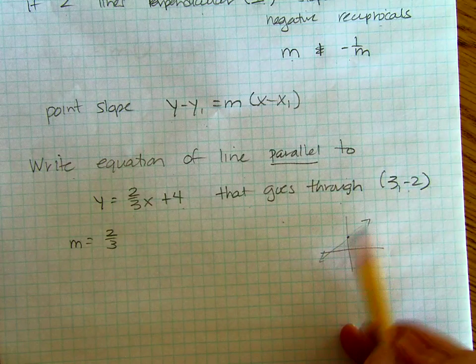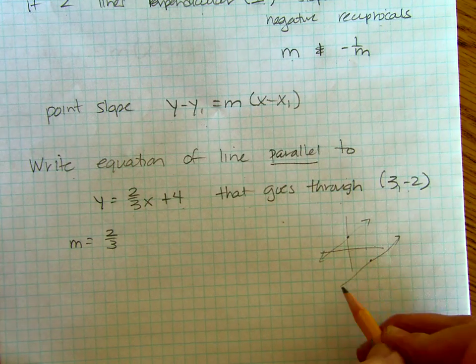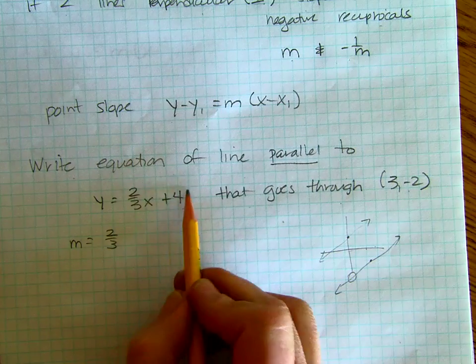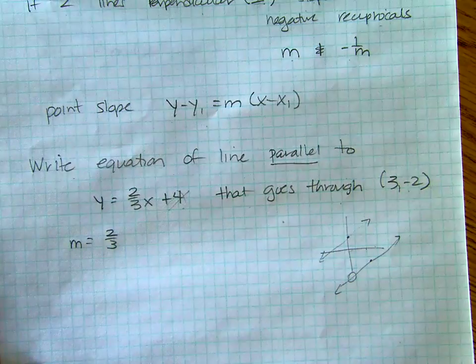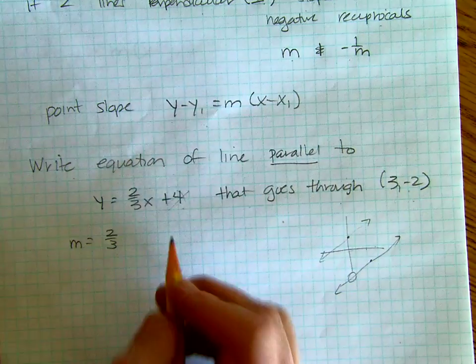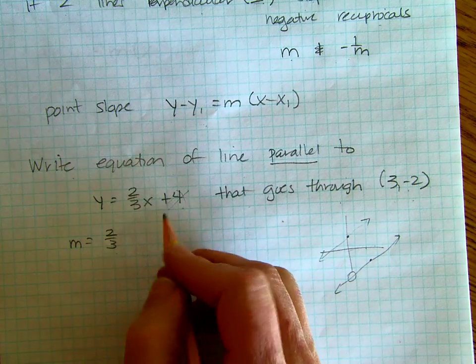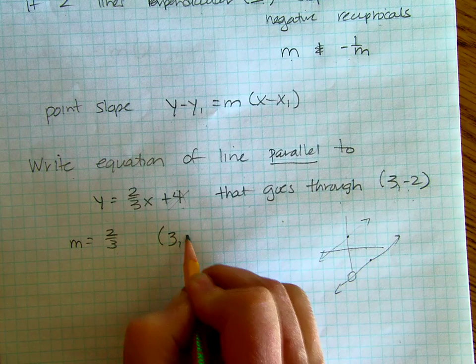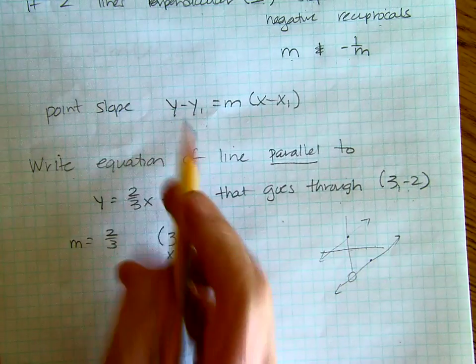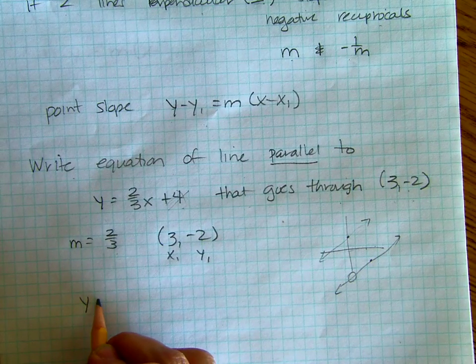Now I want to have a line that's parallel, but it goes through the point (3, -2). So notice the y-intercept is literally what I'm trying to figure out, so this is kind of irrelevant. I don't really need it. So I know my slope is 2/3. I know my point, because they're parallel, they have to have the same slope. There's my x1, there's my y1.